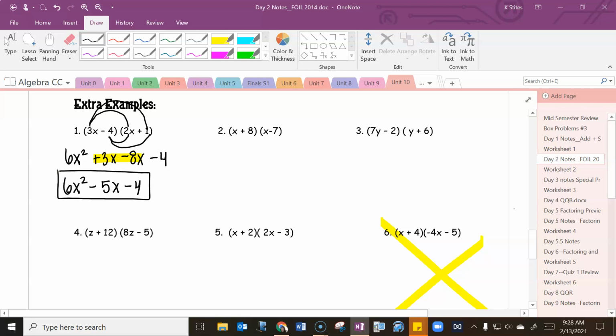Okay, let's try another one. First, x times x is x squared. Outer, x times negative 7 is negative 7x. Inner, 8 times x is 8x. Last, 8 times negative 7 is negative 56. People want to add those for some reason. Make sure you're multiplying. And combine. Negative 7x plus 8x is a positive 1x.